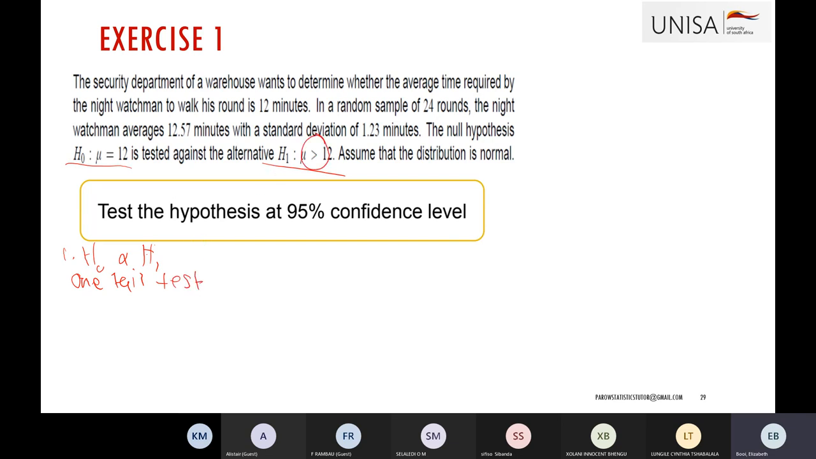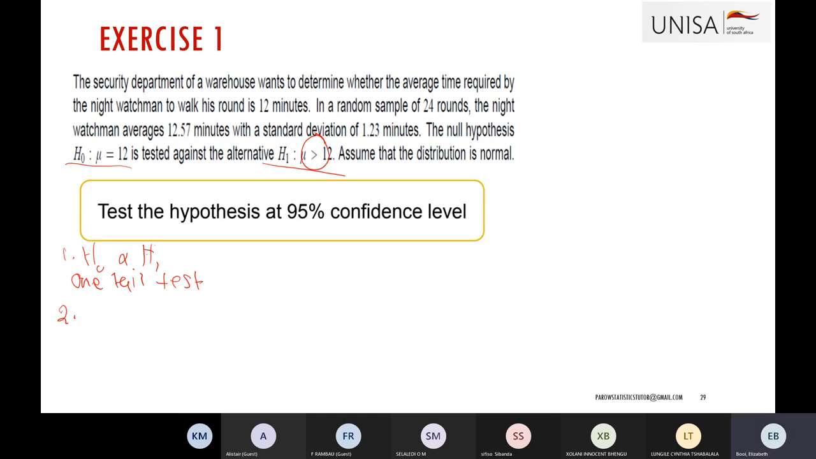Because of the sign in the alternative hypothesis, since I know that it's a one-tailed test, it makes things easier. Step number two, state what you are given. What are we given?